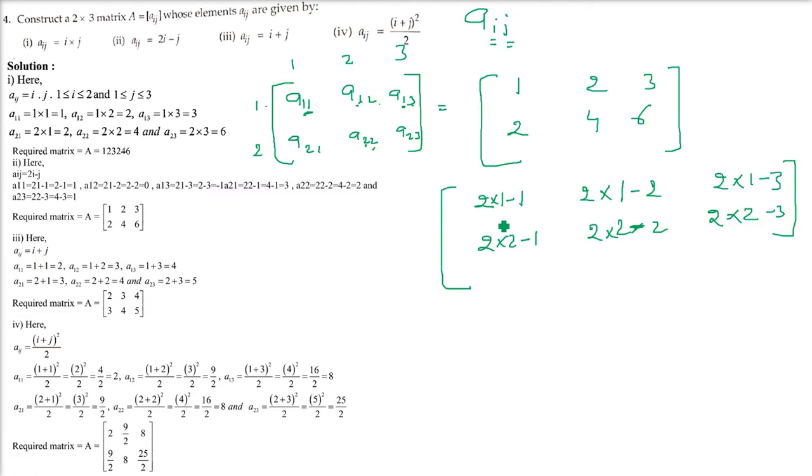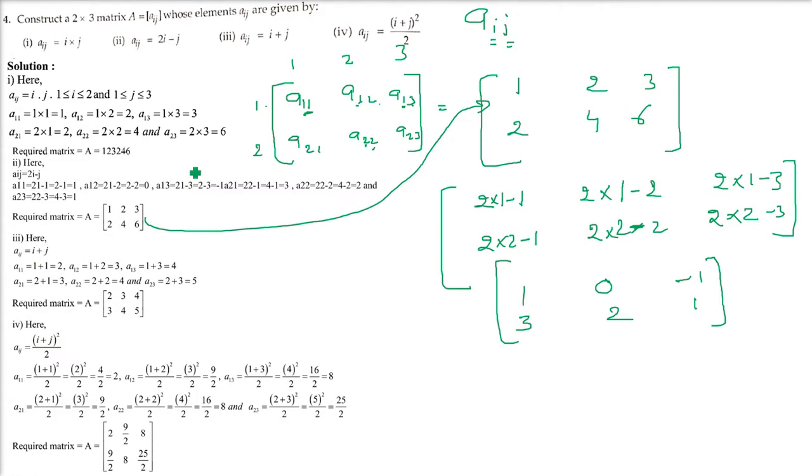Okay, just compute it. 2 minus 1 is 1. Then 2 minus 2 is 0. Then 2 minus 3 is negative 1. 4 minus 1 is 3. 4 minus 2 is 2. 4 minus 3 is 1. So this is the final result. So this first matrix was the answer of the first one.